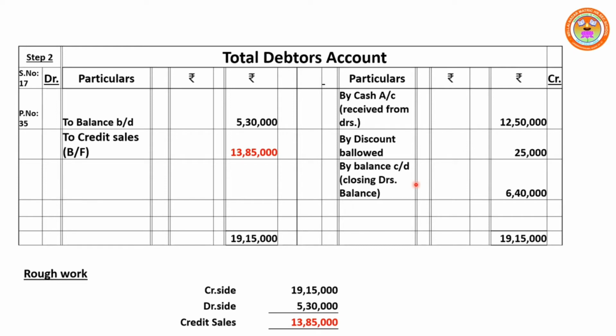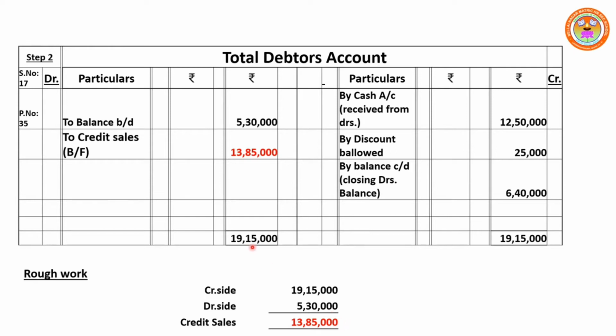Look at the second date detail. Straight, the debtors value 6,40,000. So we have written all the items which are related to total debtors account. Now total it. Credit side total. We add all these three items. 19,15,000 credit side total. Now move on to debit side. Only opening balance 5,30,000. So take the difference between these two sides.